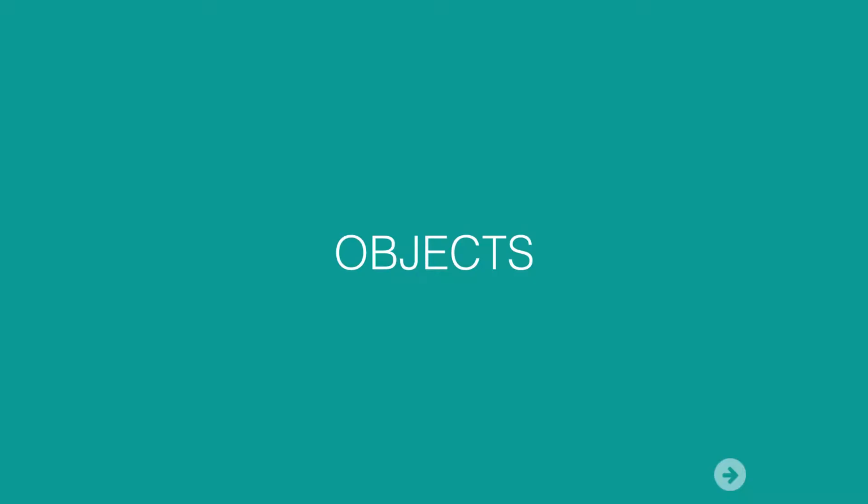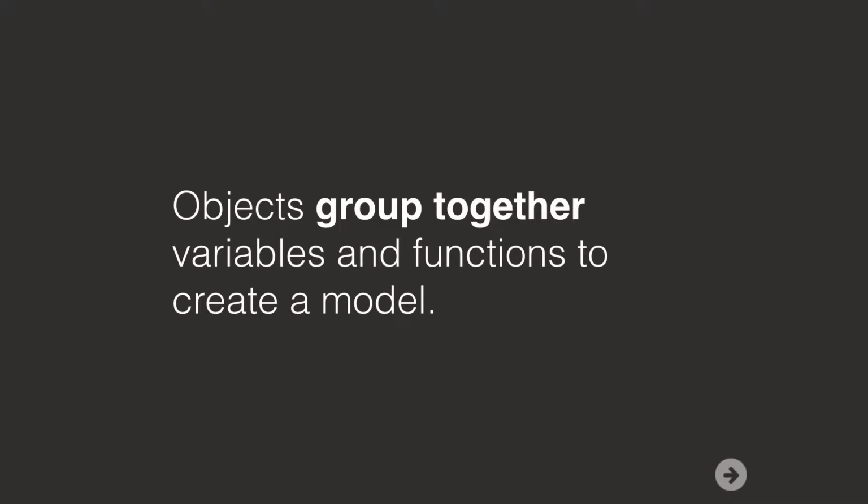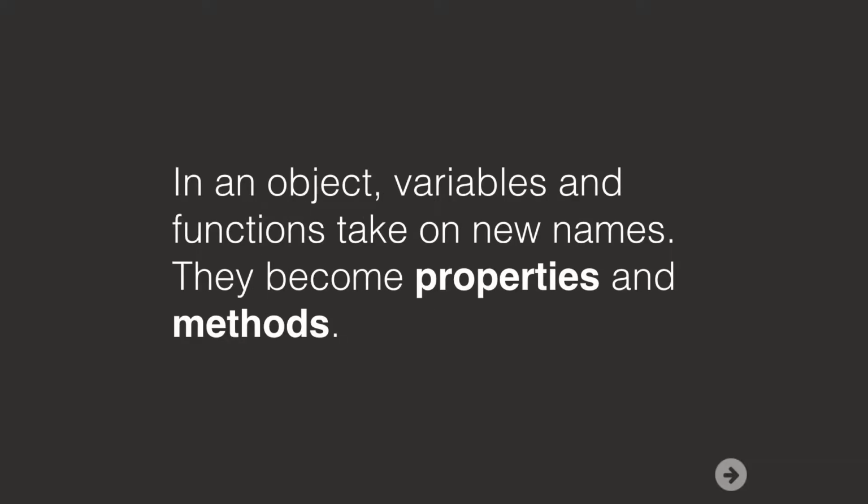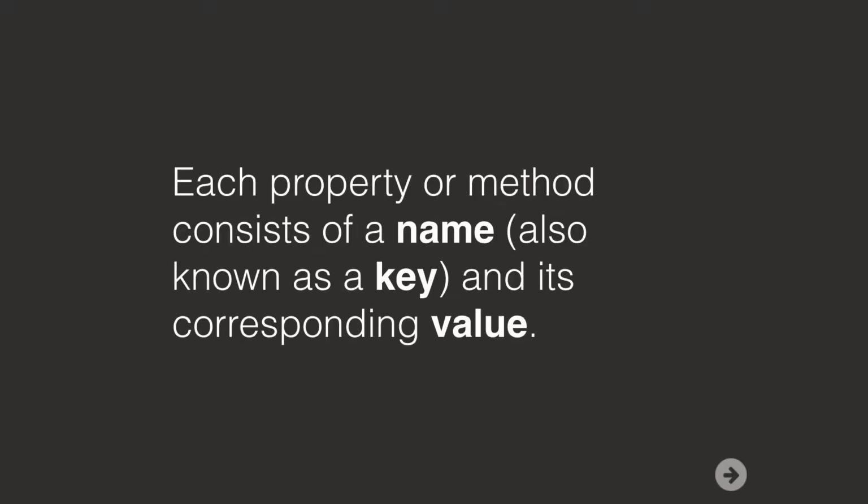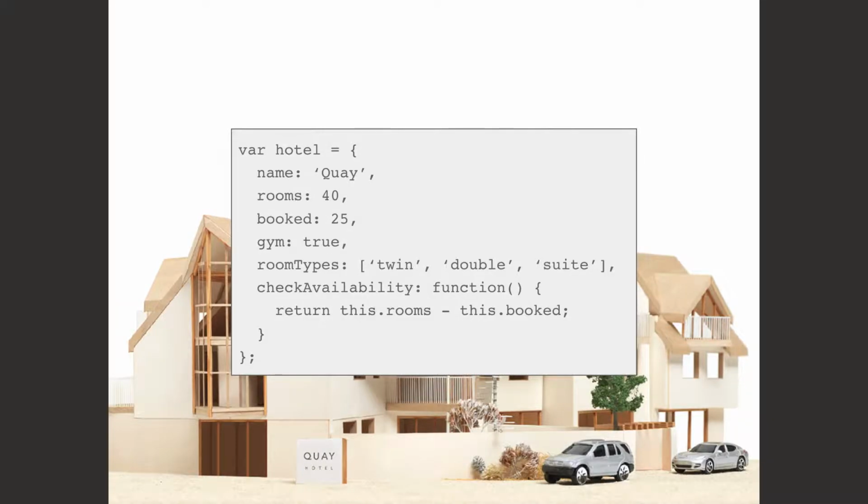Objects group together variables and functions to create a model. In an object, variables and functions take on new names and they become properties and methods. So each property or method consists of a name, also known as a key, and its corresponding value.